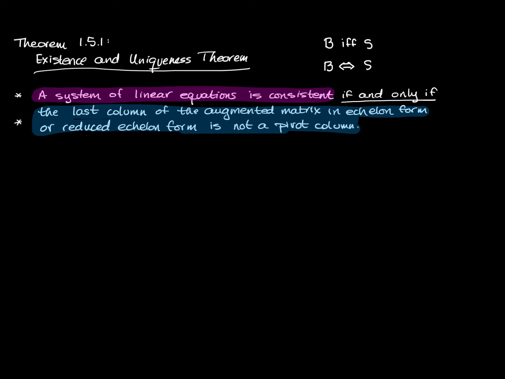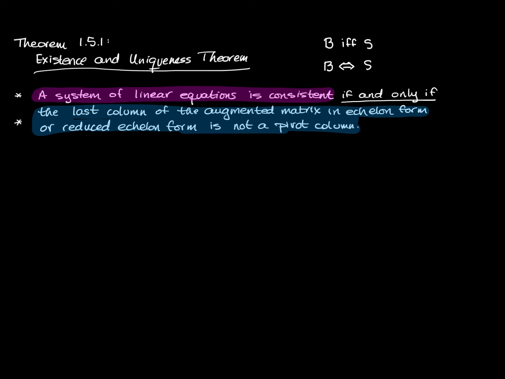If a system of linear equations is consistent, then the last column will be a non-pivot column. Equally, if you have a matrix in echelon form where the last column is not a pivot column, then the system will be consistent. It works in both directions. That's the beauty of that if and only if statement. Otherwise, I'd have to write this whole thing out twice.